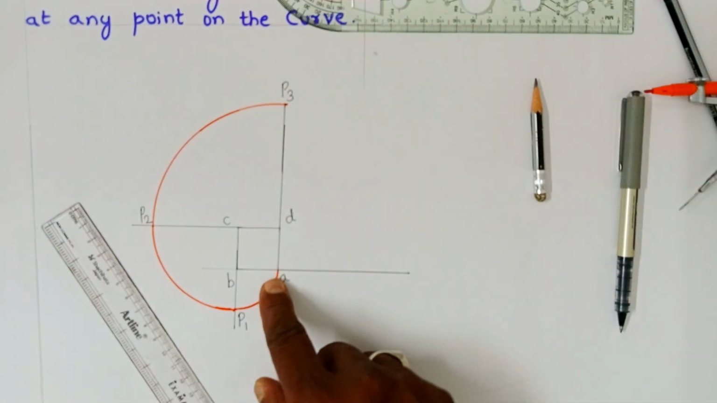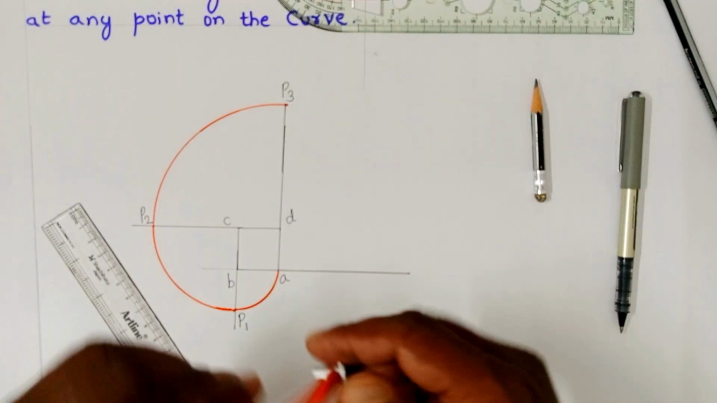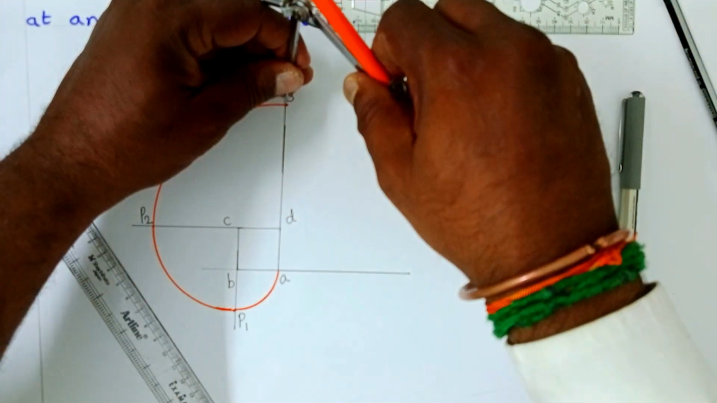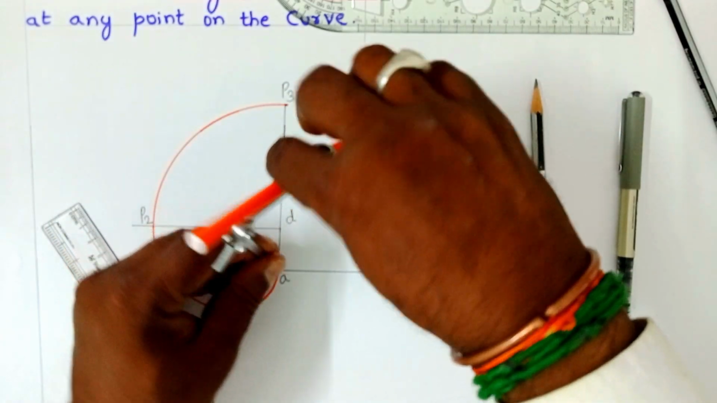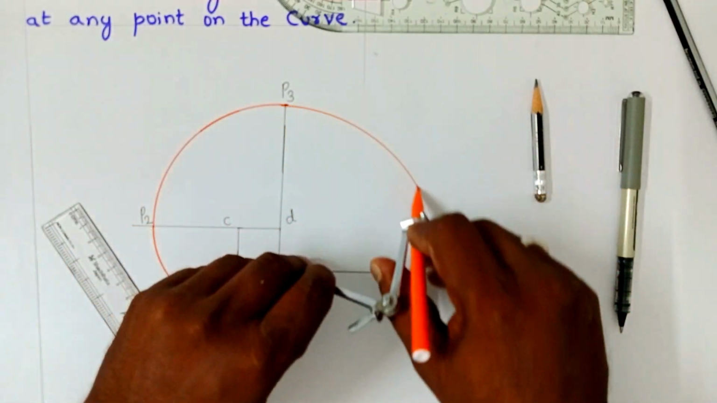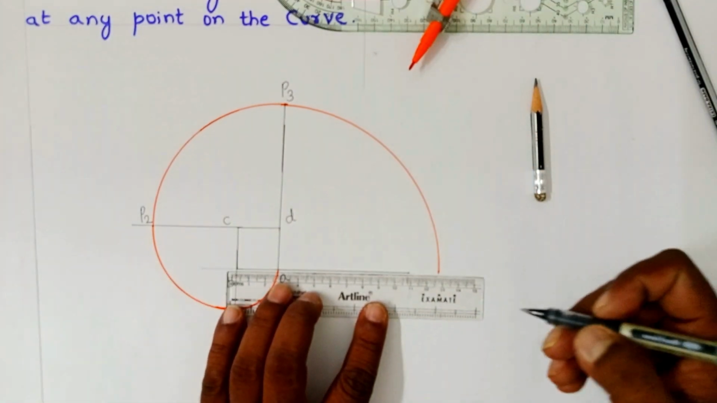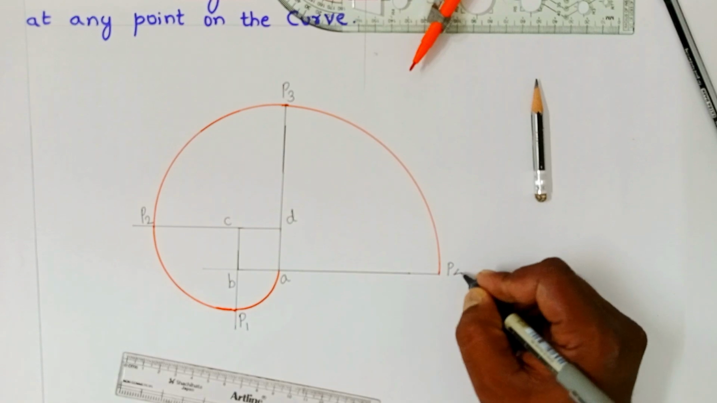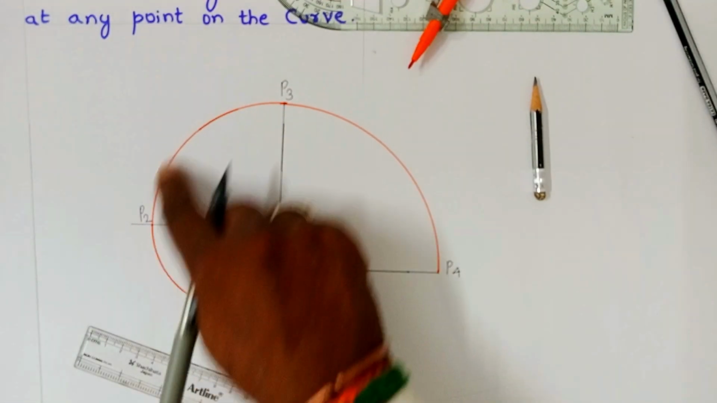Next, keeping A as center and AP3 as radius, draw an arc for 90 degrees. Extend this line passing through point A. This point shall be marked as P4. Okay, this smooth curve obtained is called the involute of a square.